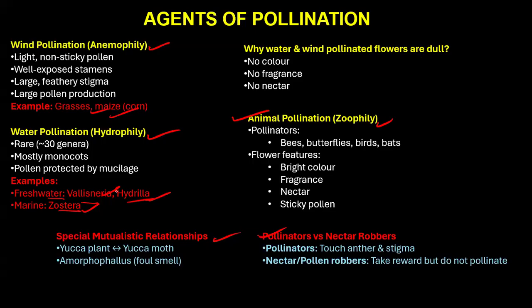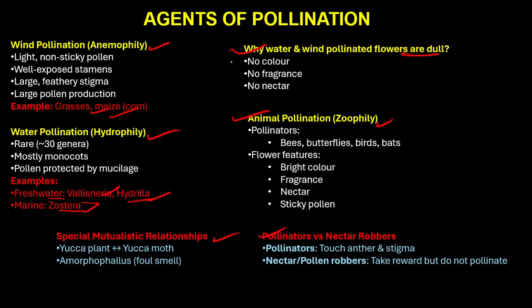Then why are water and wind pollinated flowers dull? So there is no color. These flowers do not actually need to attract animals. That's why they are dull. Bright colors and nectar are unnecessary for them.